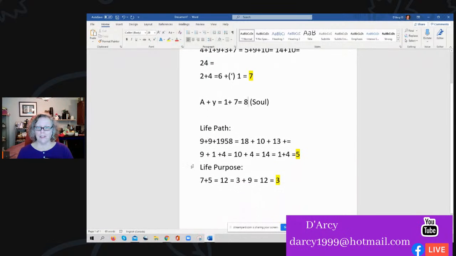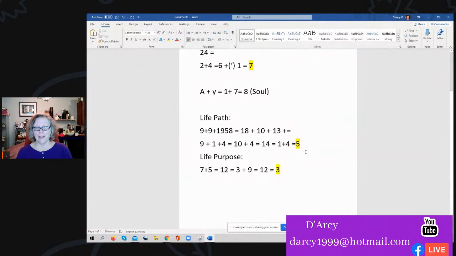And then I come down to life path, and my birthday, 9/9/1958, which is 9 and 9 is 18, 10, 1 and 9, and 5 and 8 is 13, which becomes 9, 1, 4. Any double digit, you're breaking down to a 1 digit. And then 9 and 1 is 10 plus 4, which becomes 14, which is 1 plus 4, which is 5. That is my life path. That's what I was born into. That's what I agreed to by having that birth date.